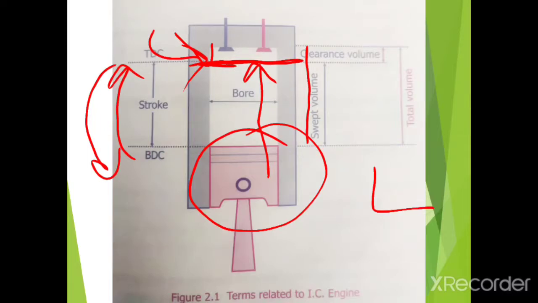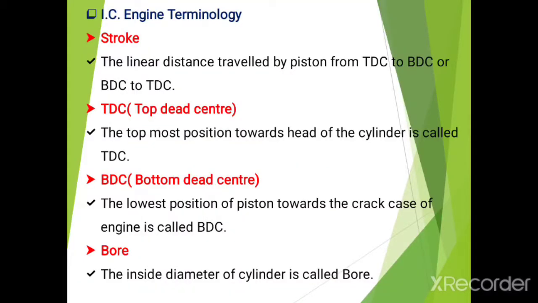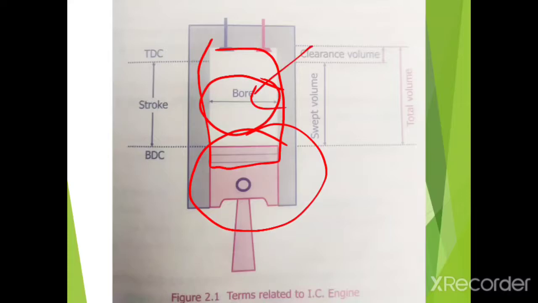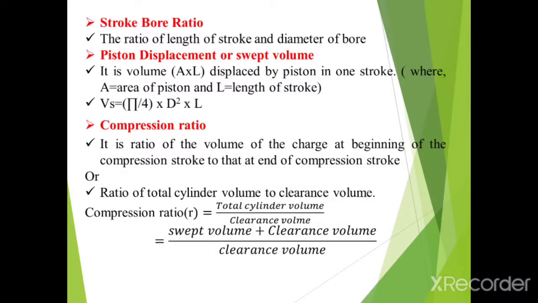Now next term, bore. What is meant by bore? The inside diameter of the cylinder is called bore. It means, suppose this is the cylinder, so this inside diameter of the cylinder is called bore. Now next term, stroke bore ratio. The ratio of the length of the stroke and the diameter of the bore is called stroke bore ratio.